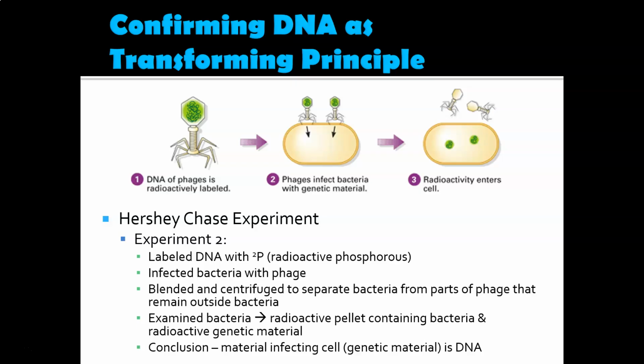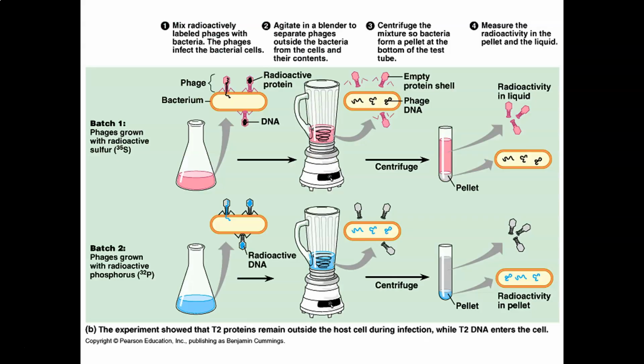This time, when they centrifuged everything out, all of the radioactive material was down in the pellet where the bacterial material was, not up in the supernatant where the additional lighter viral components would have been. This gave us conclusive evidence that the information the viruses were injecting into the cell was the information necessary to make more viruses, and that information was, in fact, DNA.